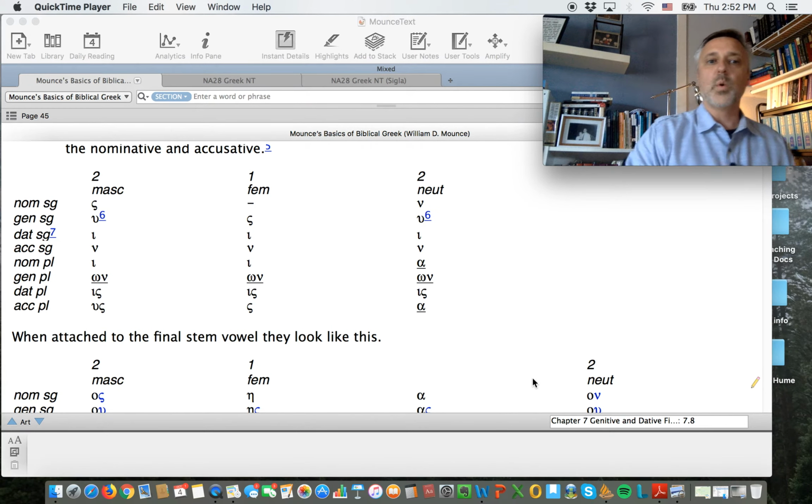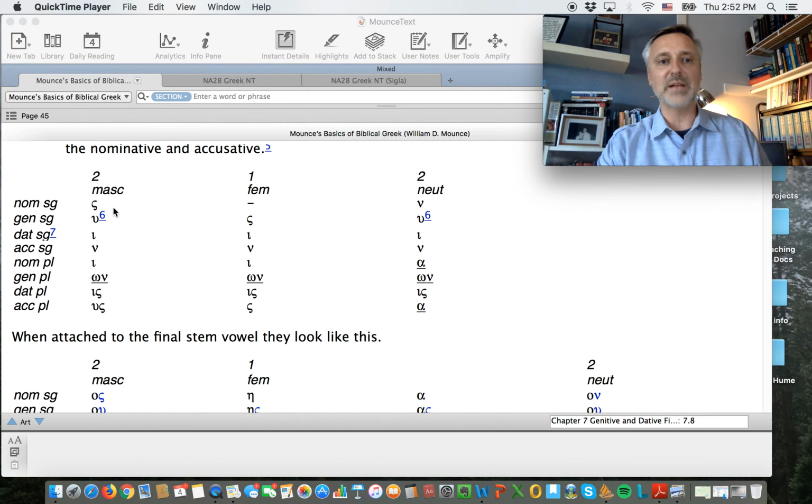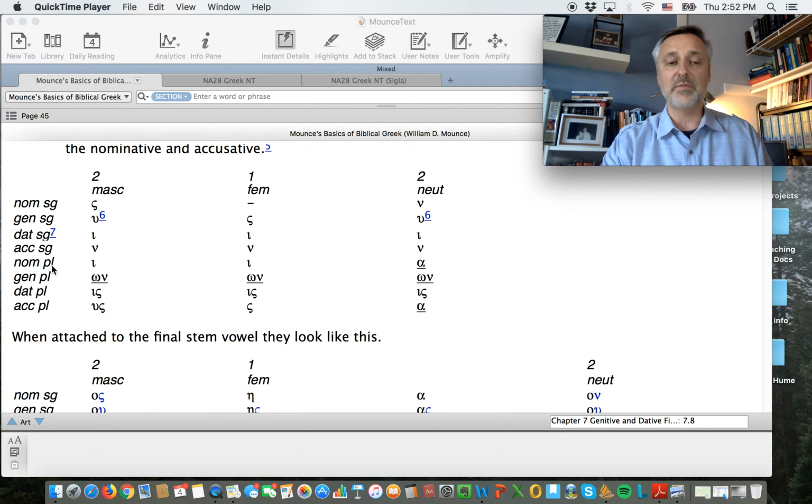So what we're going to see is here are the case endings for masculine nouns. Here, the nominative, genitive, dative, accusative singulars. And then if you want to make something plural, you have different endings to make things plural: nominative, genitive, dative, accusative plural. We have masculine nouns like logos is a masculine noun.